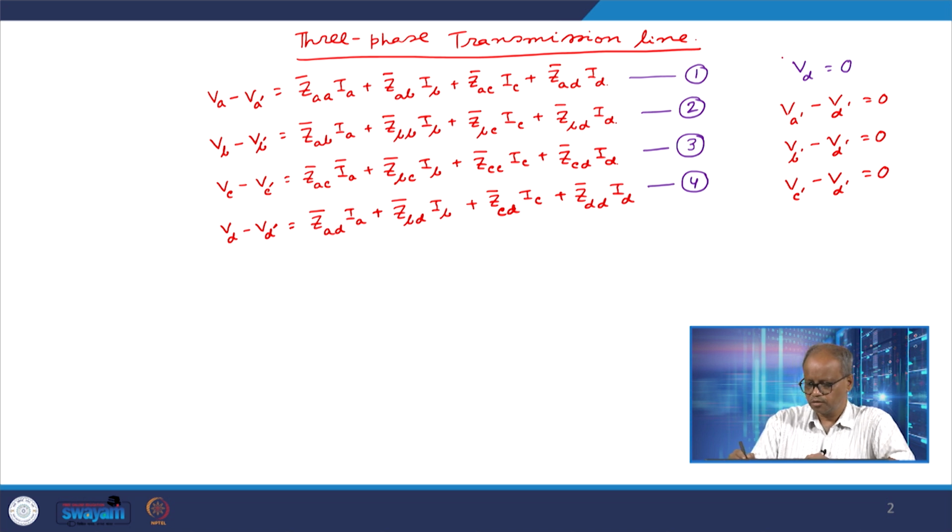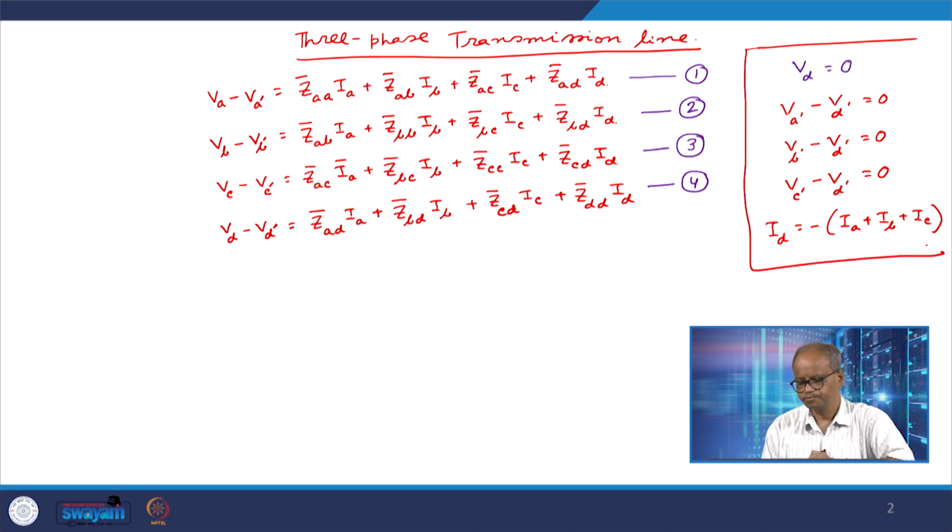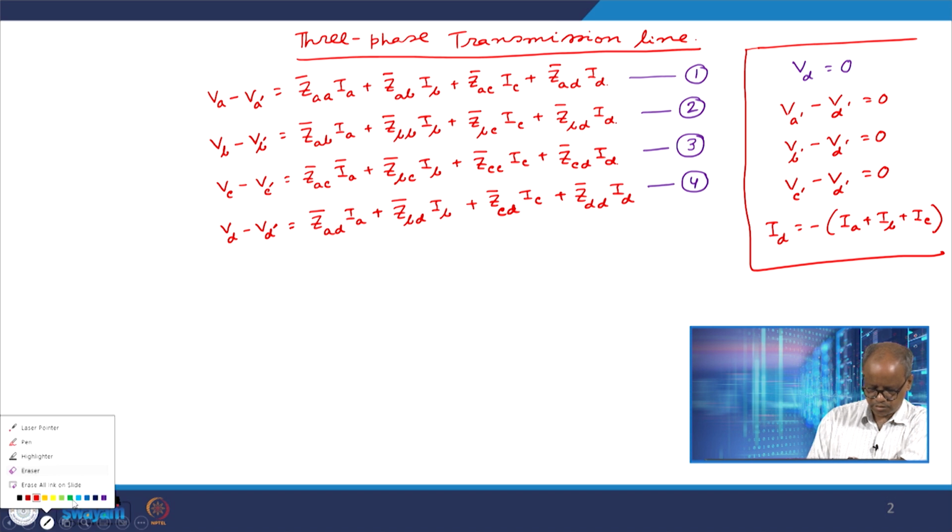So we have this, and we have also seen that ID is equal to minus of IA plus IB plus IC. We will use these relations here. Now, what I do is, I now do 1 minus 4.